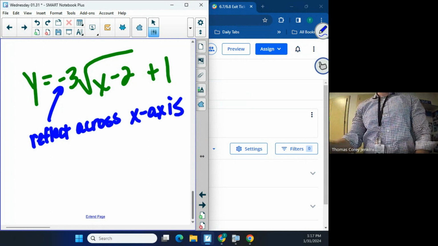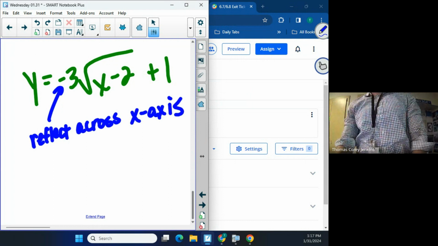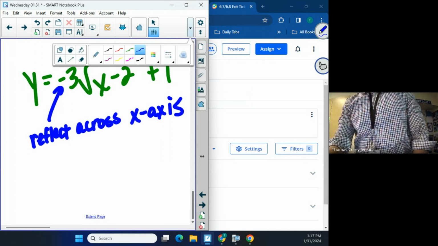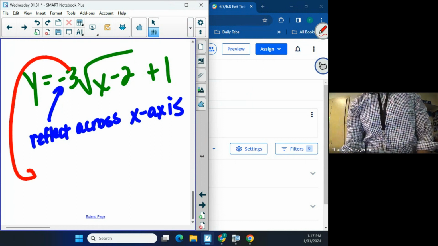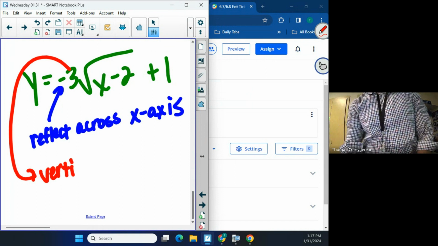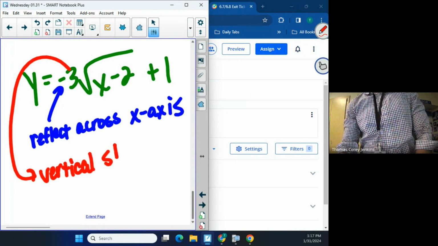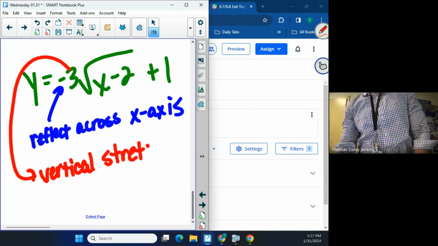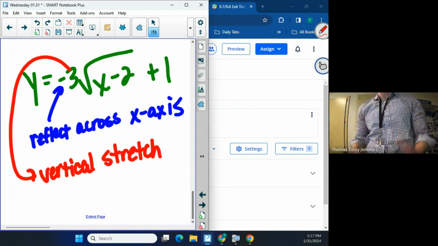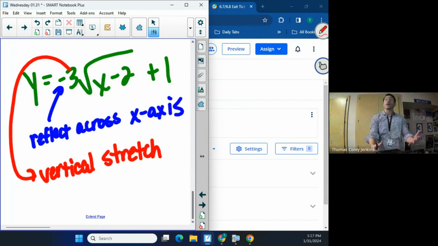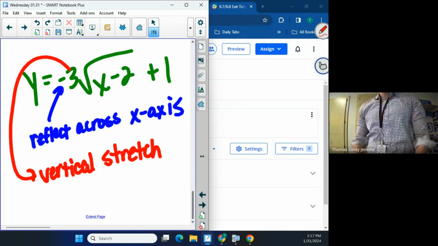All right. And then the 3 part would be a stretch. Okay. So that would be a vertical stretch. I know it's a stretch and not a compression because 3 is bigger than 1. The absolute value of 3, or the absolute value of -3 is bigger than 1. So that's another thing.